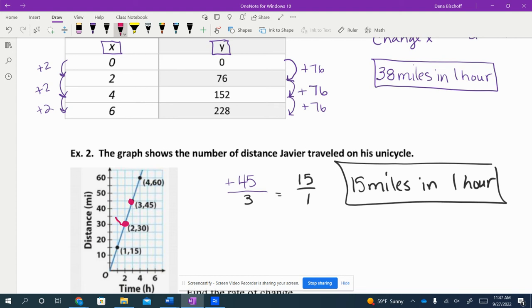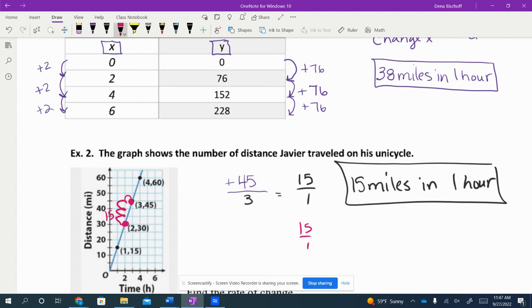How much do I go up here? 5, 10, 15 over 1. So notice that it doesn't matter where I pick the 2 points to count from, I end up with the same rate of change. That's called a constant rate of change.